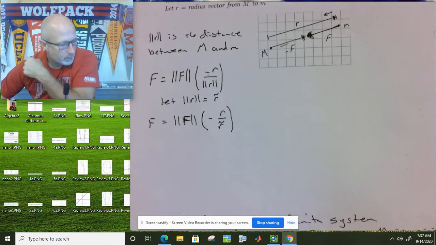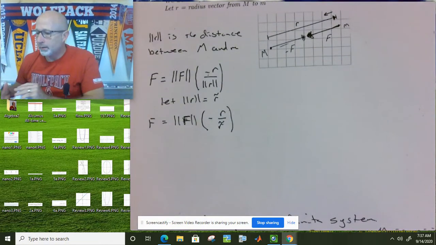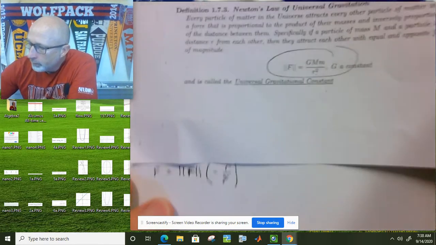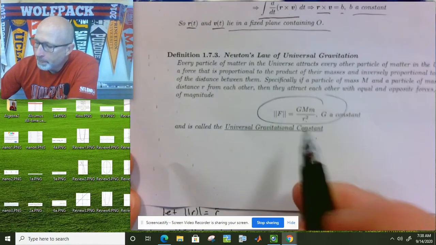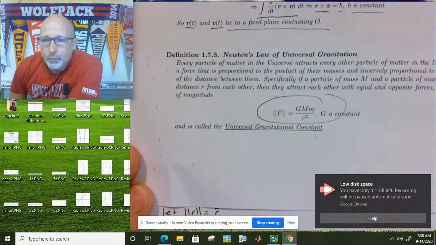Now what I'm going to do is go back to Newton's law of universal gravitation, right here, and I'm going to rewrite that.